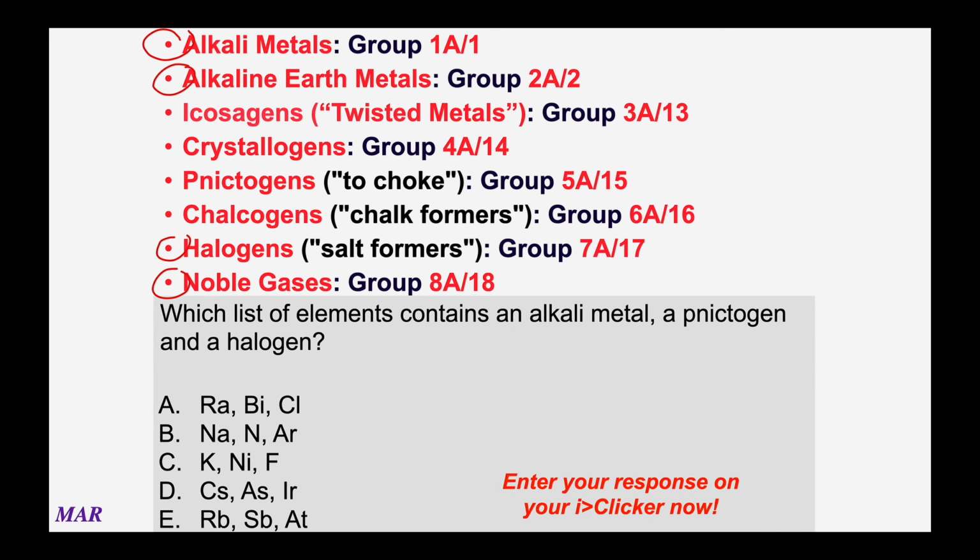So, which list of elements contains an alkali metal, a pnictogen, and a halogen? Alkali metal, group 1A; pnictogen, group 5A; halogen, group 7A. And I'll let you explore this one on your own, but if you look at that list long enough, it's answer E. Rubidium is an alkali metal, group 1A at the bottom. Antimony, we talked about earlier, is a group 5A pnictogen, and astatine is a radioactive halogen.